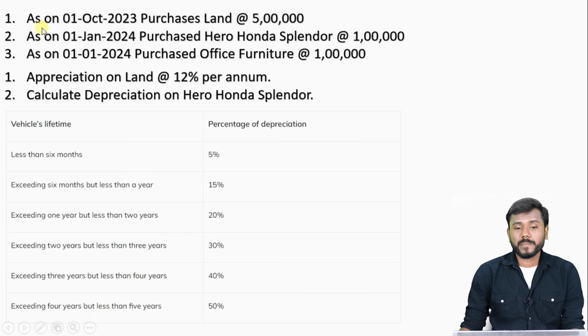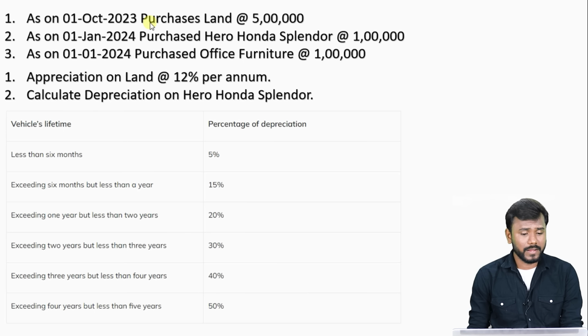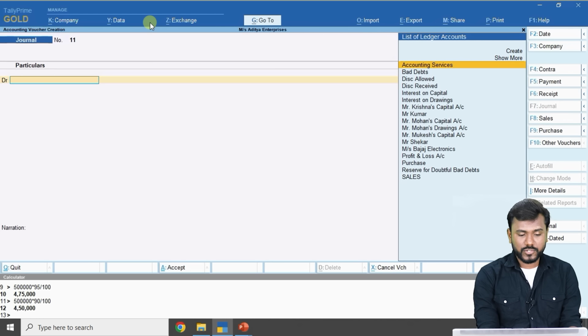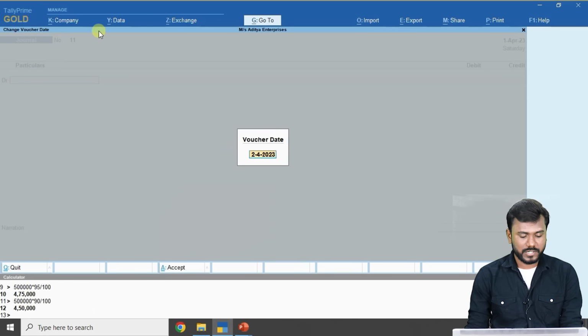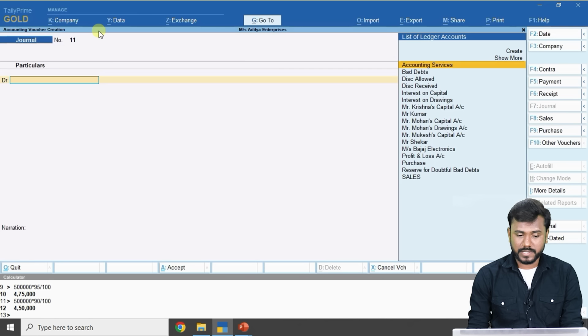First I will record the purchase of assets, then I will show you recording the same type of adjustments. As on 1st October we are purchasing a land, as on 1st January we are purchasing a Hero Honda Splendor, and as on 1st January 2024 we purchased office furniture. I will directly go to vouchers, F7 journal voucher. Press F2, and for the land purchase, 1st of October 2023.